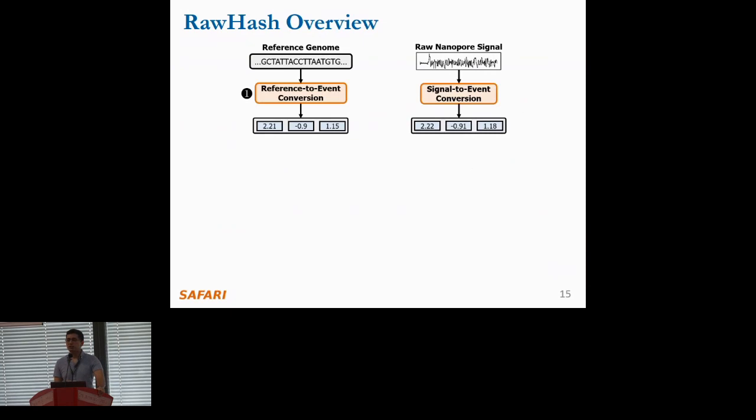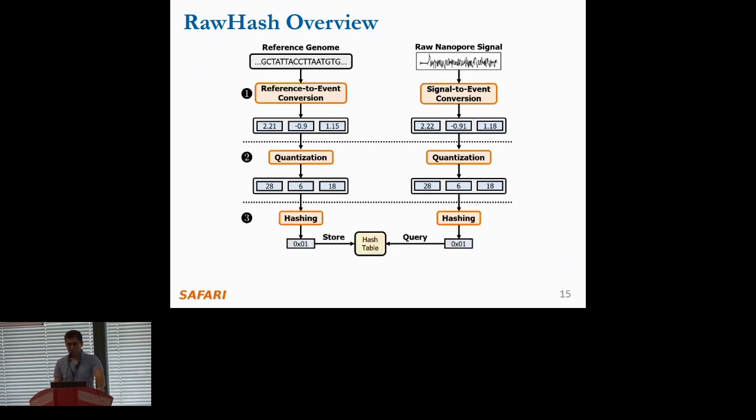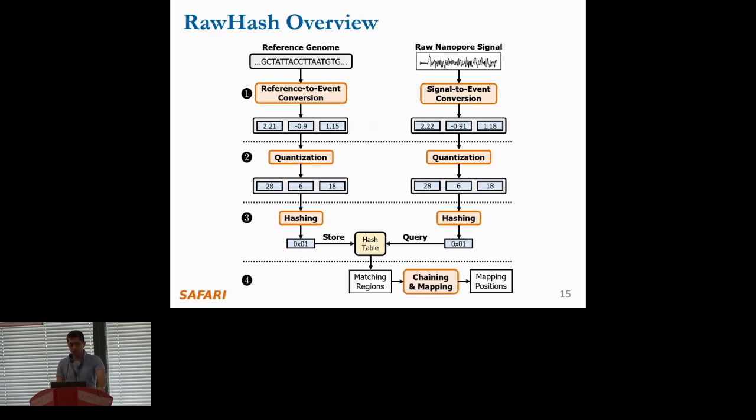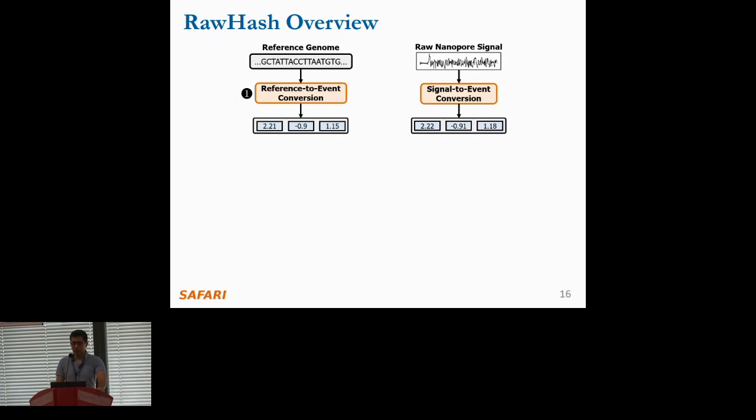We start by converting the reference genome and raw nanopore signals into signal representation of k-mers known as events. Second, we quantize these events to reduce the variation effect in raw signals. Third, we generate the hash values from these quantized values to enable fast similarity identification by matching the hash values. In the last step, we perform chaining and mapping based on the matching regions between raw signals and the reference genome. The left side of this figure refers to our offline indexing step for reference genomes, and on the right side, we show the steps that we take when mapping the raw nanopore signals in real time.